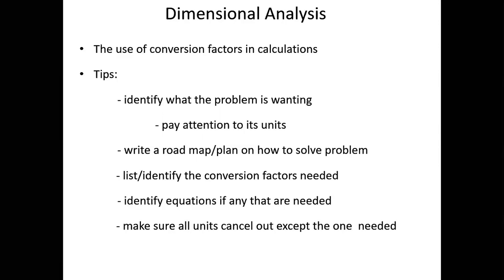So the first thing we want to always do when we're doing dimensional analysis is identify what we want to get. So what are we solving for? And make sure you look at the units of what you're solving for as well. Then we want to at least come up with a plan of action to solve the problem. So you just don't want to start blindly calculating things. And next, come up with a list of conversion factors that we'll need, and any equations, for example, if we're doing density or volume. And then lastly, make sure all the units cancel except the one that we need, like we did in the previous lecture. So now let's look at some examples.